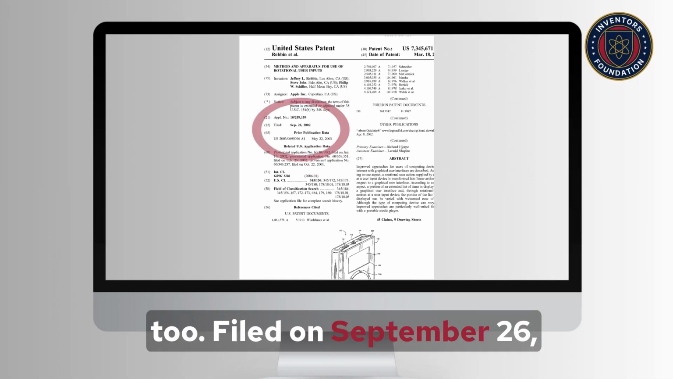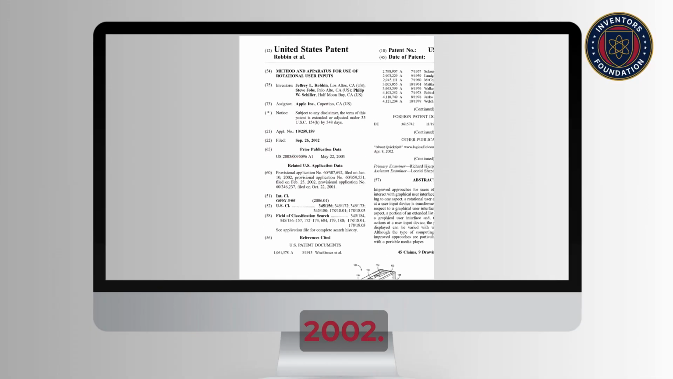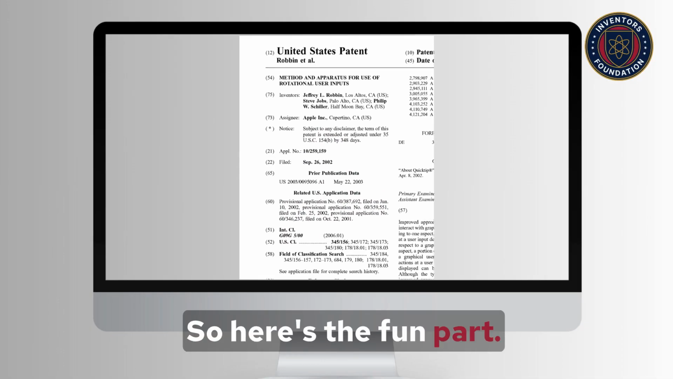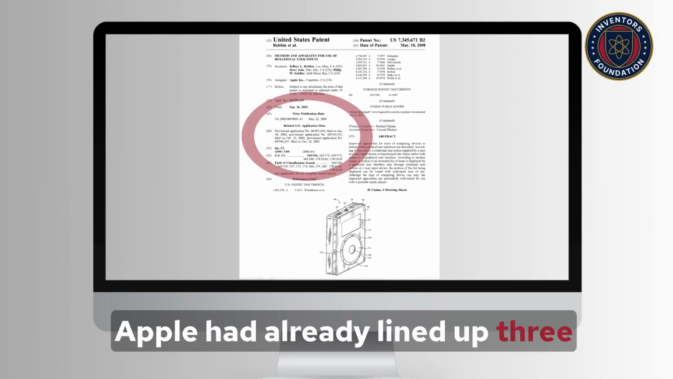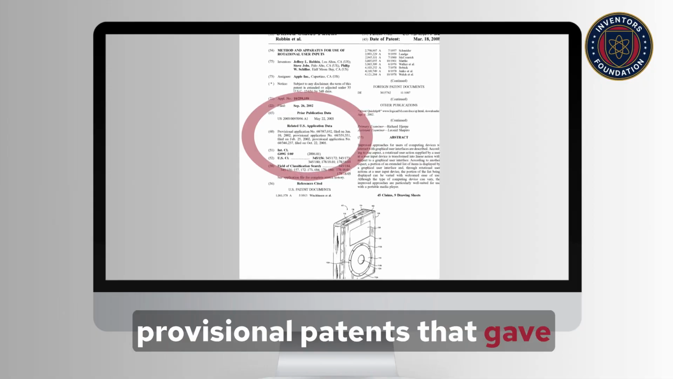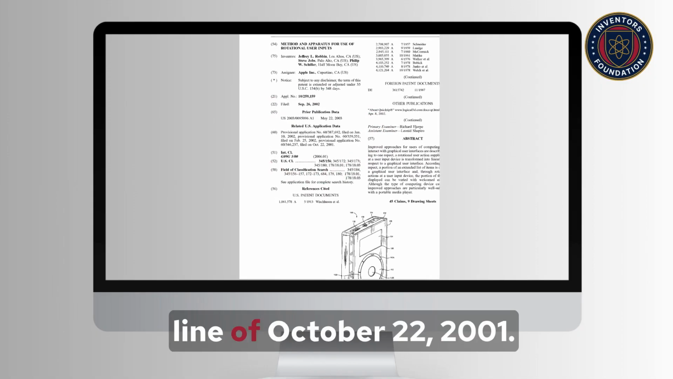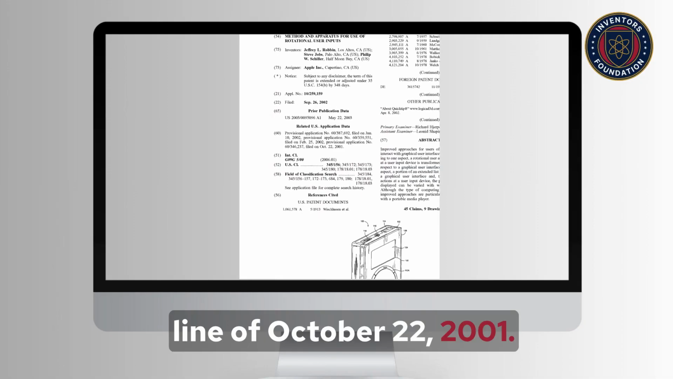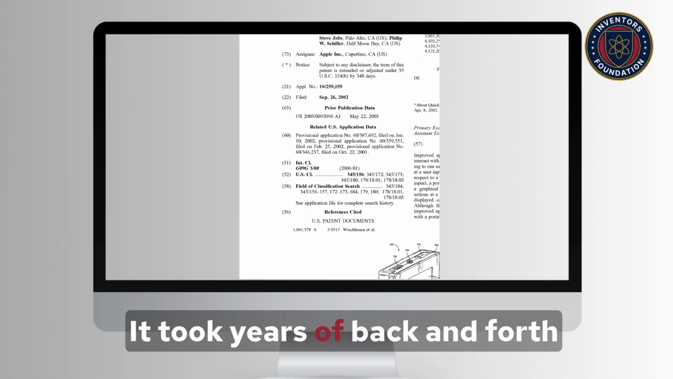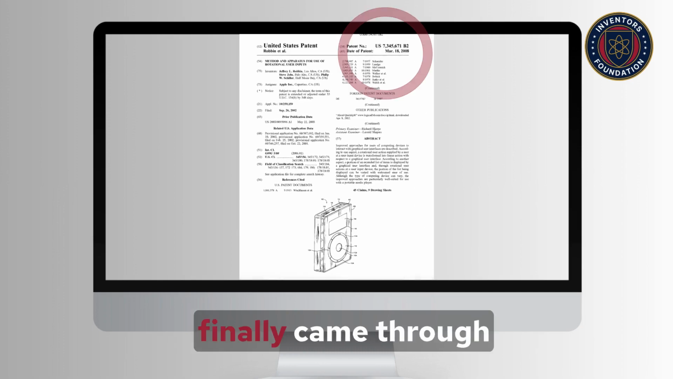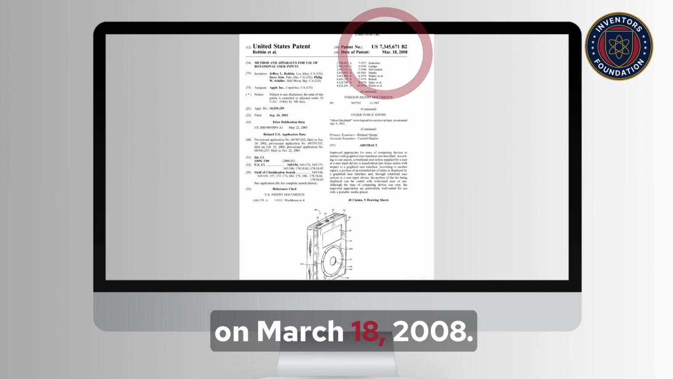That timing seems about right too. Filed on September 26, 2002. So here's the fun part. Before this patent was even filed, Apple had already lined up 3 provisional patents. That gave this one the official starting line of October 22, 2001. But the patent office didn't exactly move fast. It took years of back and forth before the patent finally came through on March 18, 2008.